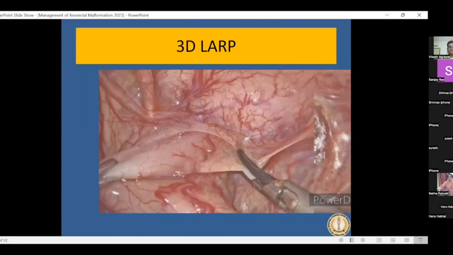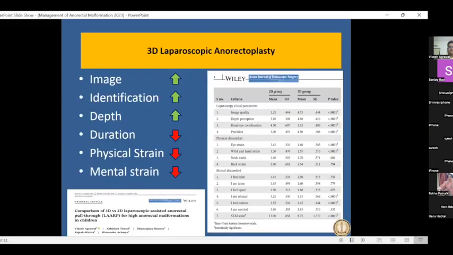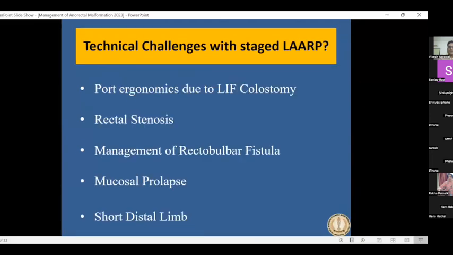This study we published shows that there is better image quality and identification, and the surgeon's physical strain is reduced. Not too much of an advantage, but it's a new technology, and PGs should be exposed to it. So now coming to another point: we have been doing this surgery, laparoscopic anorectoplasty, since 2009. Over this period, we have experienced certain challenges associated with staged laparoscopic anorectoplasty. I'm calling it staged because I will also be talking about one-stage LARP without a colostomy later in my talk.